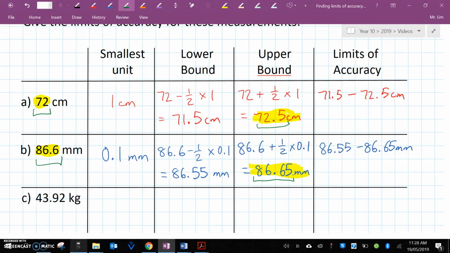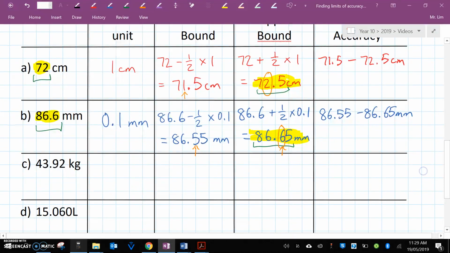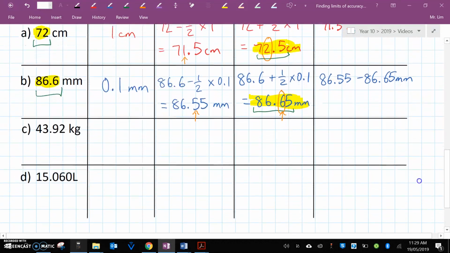So I work out the upper bound first. To work out the lower bound from that, I take the second last digit and minus 1 from that. So in question A, 72.5, minus the 1 from the 2 becomes 71.5. Question B, 86.65, the second last digit is 6, minus 1 from that is 5. So the answer for the lower bound is 86.55. So I'm going to apply this to question C without even finding the smallest unit.